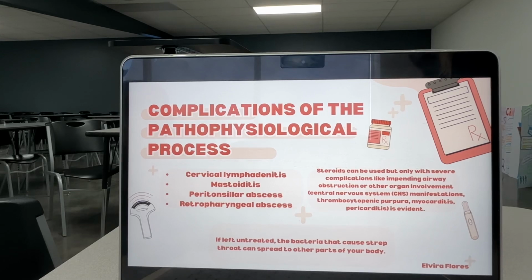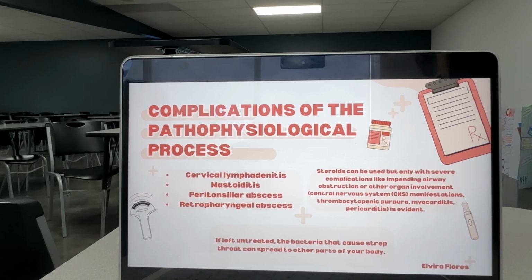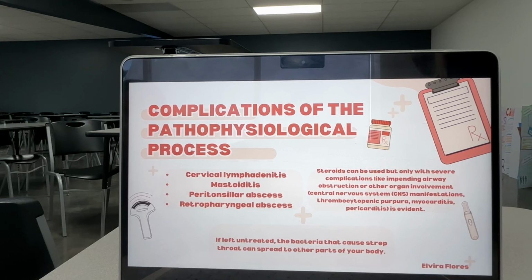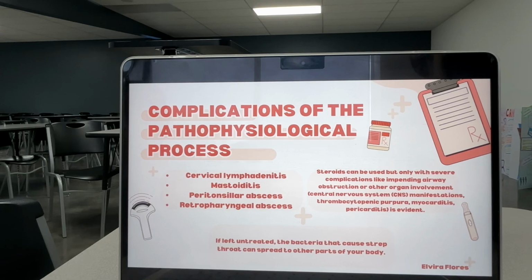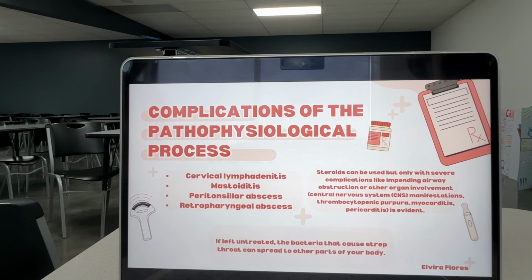Complications of the pathophysiological process: cervical lymphadenitis, mastoiditis, peritonsillar abscess, retropharyngeal abscess. Steroids can be used, but only with severe complications like impending airway obstruction or other organ involvement, like central nervous system manifestations, thrombocytopenic purpura, myocarditis, and pericarditis. If left untreated, the bacteria that cause strep throat can spread to other parts of your body.